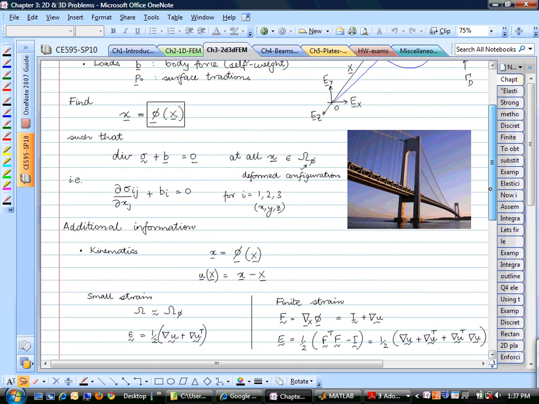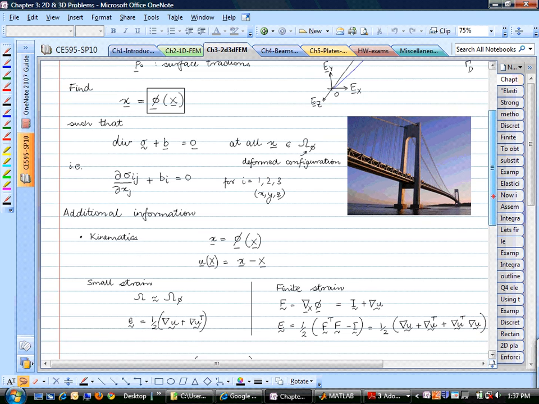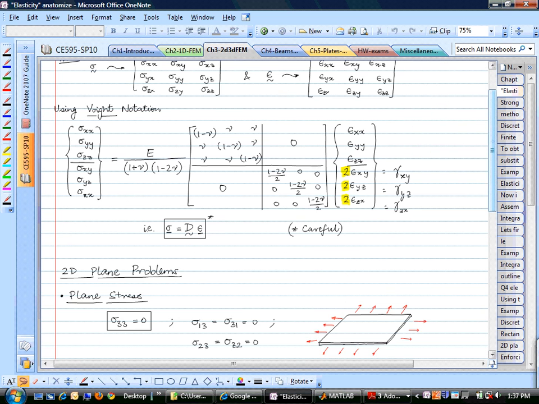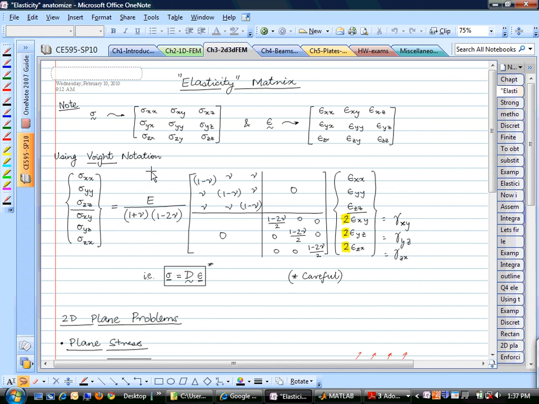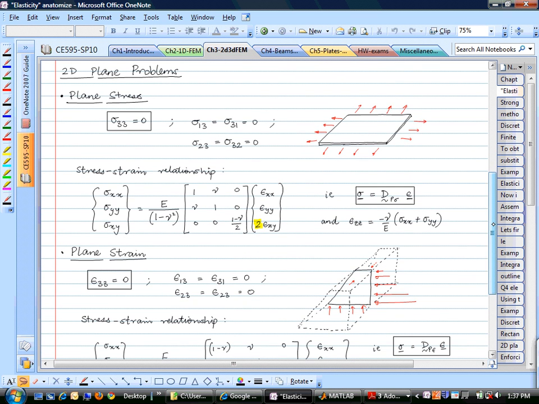Also, if you have maybe a plate sitting on a distributed spring, you should be able to write the boundary conditions for those kinds of problems. So in this case, we went over something called the Voigt notation, where you convert all these stresses from the matrix notation to the vector notation. This came in handy later on, and this is also something that you need to understand.